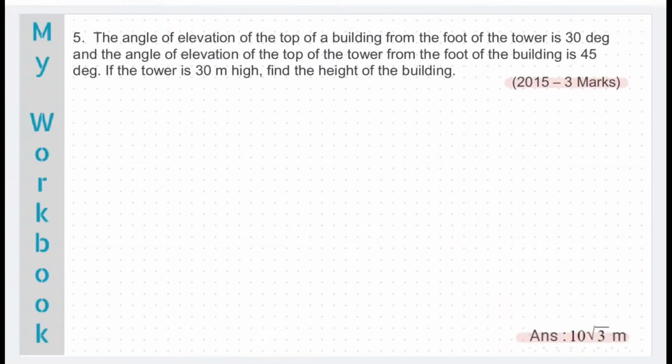Question number 5. The angle of elevation of the top of the building from the foot of the tower is 30 degrees, and the angle of elevation of the top of the tower from the foot of the building is 45 degrees. If the tower is 30 meters high, what is the height of the building? So there is a tower and there is also a building.